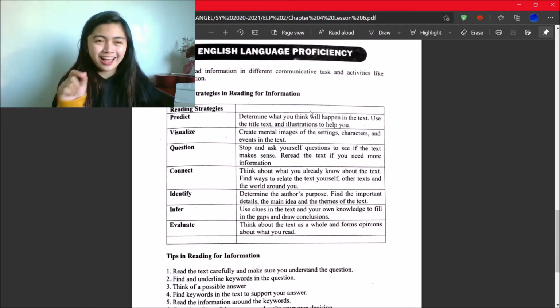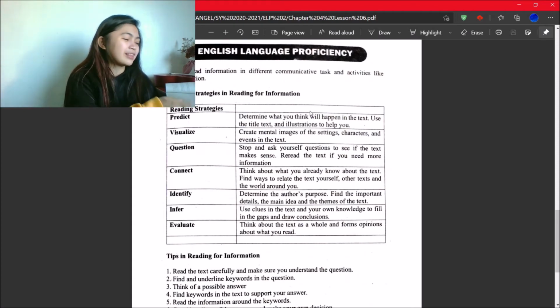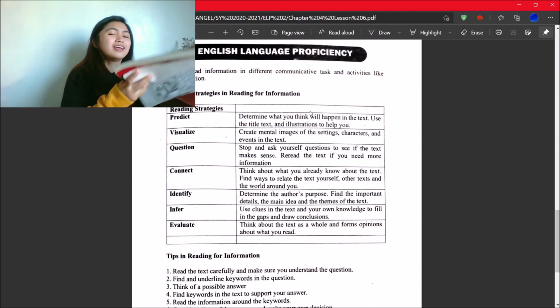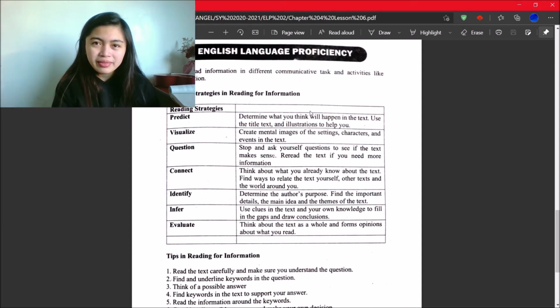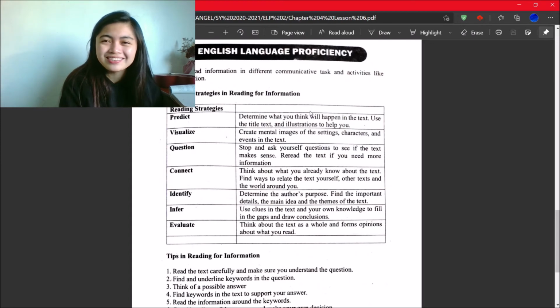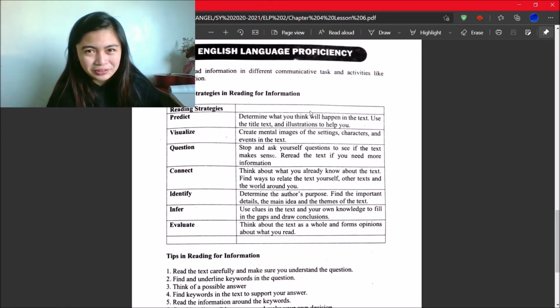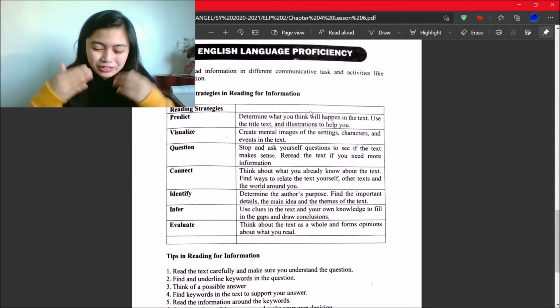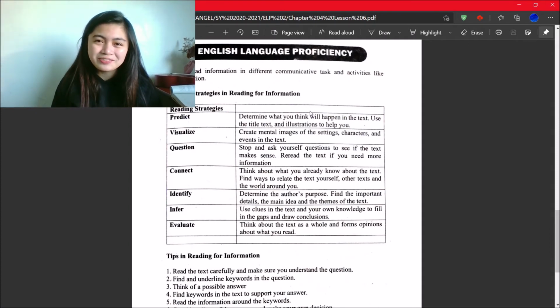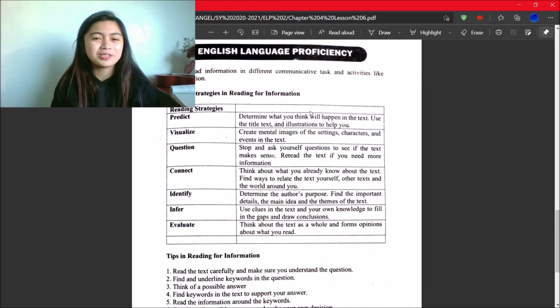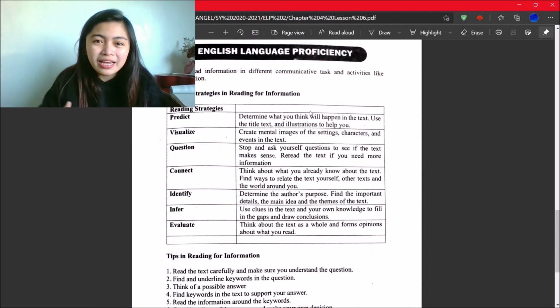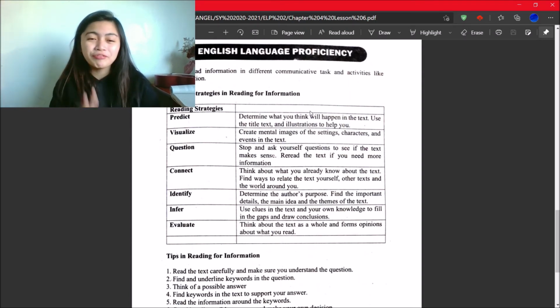So, when I highlight, kasi kung makita niyo yung aking book, it has lines and all. It has notes. So, when I highlight, I stop and I ask questions na, is this the same to the things that I have learned during my college days? Or is this different? Parang ganon. So, I reread the text and I would search sa Google if I need more information. So, that is one strategy to help you read with a purpose and read na may naiintindihan ka talaga.